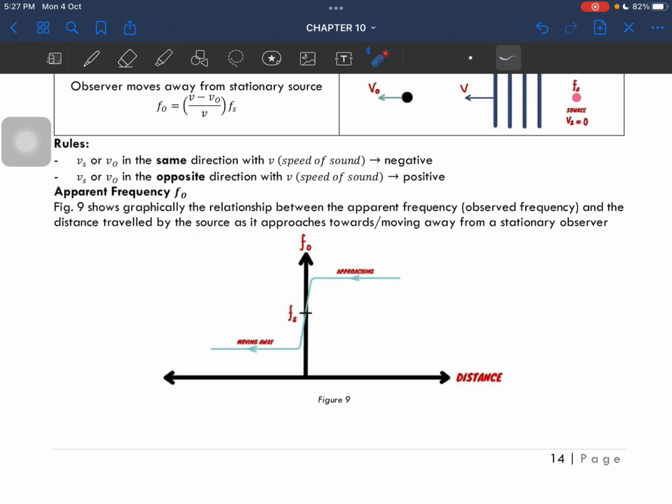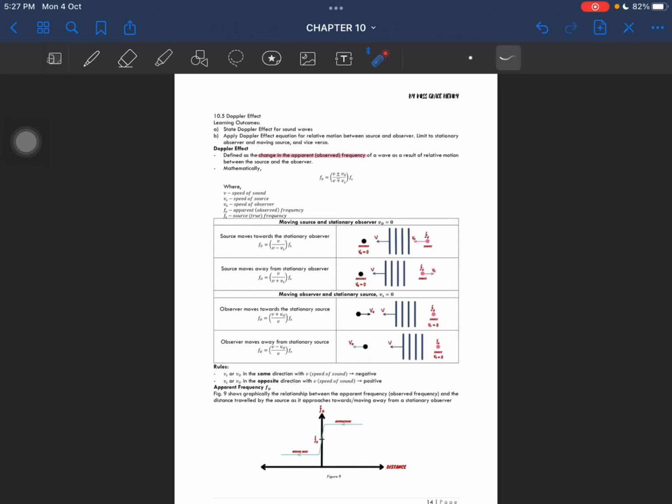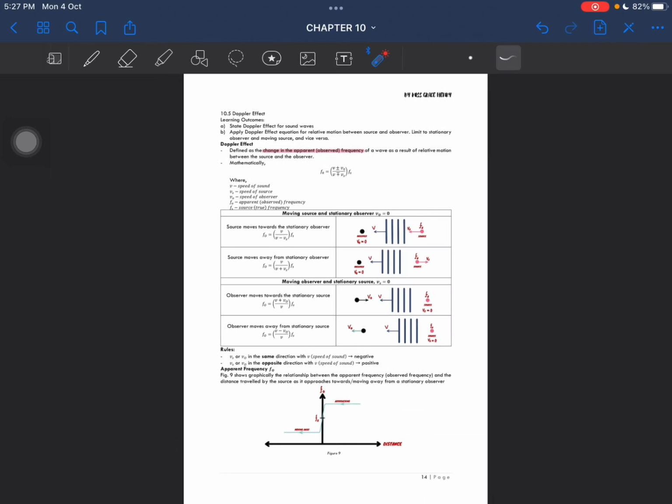So that is what you need to know based on this diagram. Basically you have to be able to draw this diagram. So yes, that is basically the theory for subtopic 10.5.